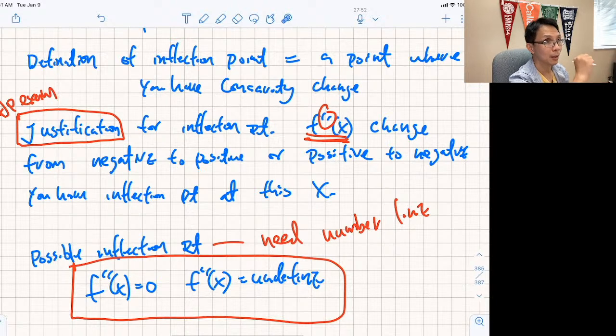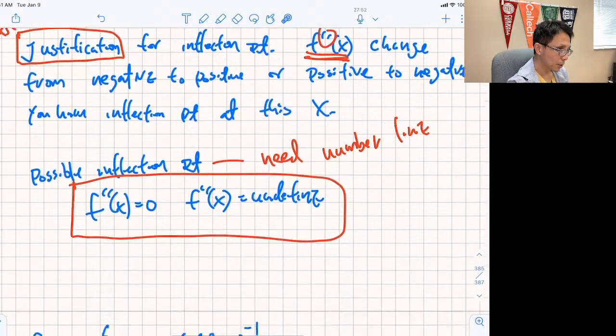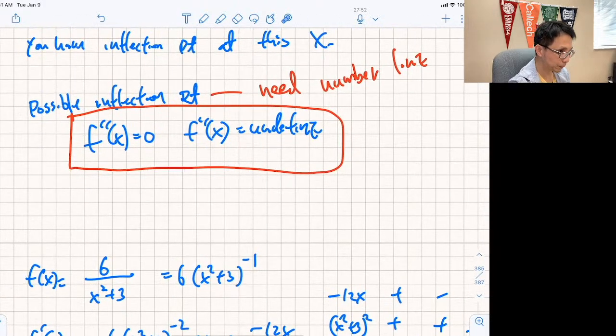You can possibly get positive, positive, negative. Then between positive and positive, there's no inflection point. Between positive and negative, yes, there's an inflection point. So that's a thing that you should pay attention to.